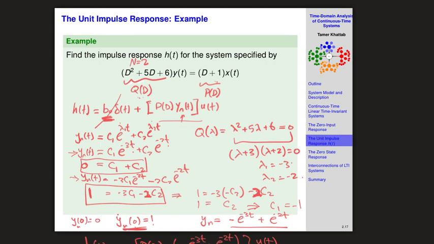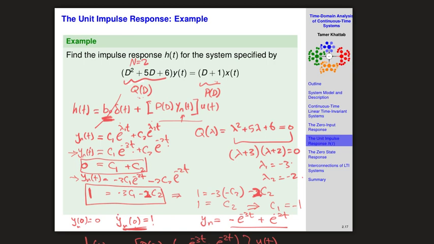So that's why we get all the initial conditions 0, except the highest derivative. That one will have a value of 1. Where does it come from to be a value of 1? There is a mathematical derivation for that, but we didn't go through it, okay?